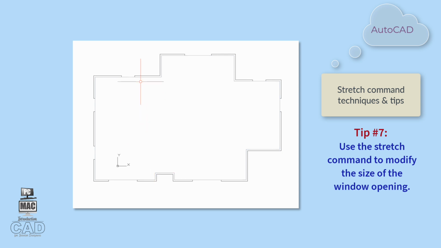Finally, tip number 7. Use the stretch command to increase or decrease the window size by directly crossing through a combination of the window opening and the double wall lines.